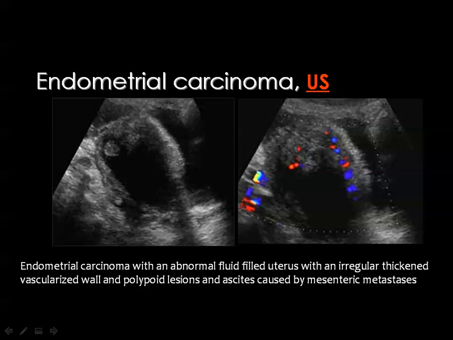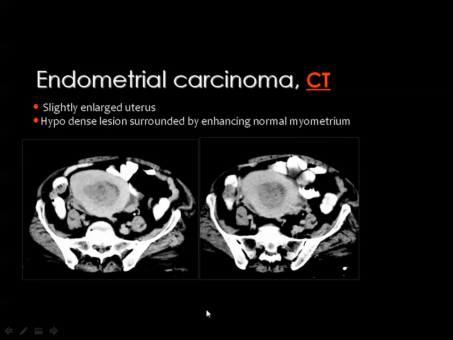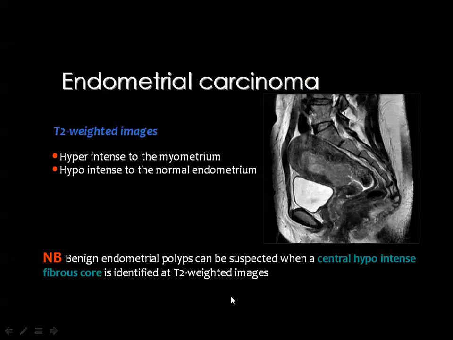And this is the appearance of the endometrial carcinoma by ultrasound and Doppler. You see a globular or lobulated mass projecting inside the uterine lumen with some vascularity on Doppler scanning. CT is the least accurate of the imaging modalities to identify endometrial cancer, and these are the two most reliable signs: the uterus is slightly enlarged and there is a hypodense lesion within the endometrial cavity.